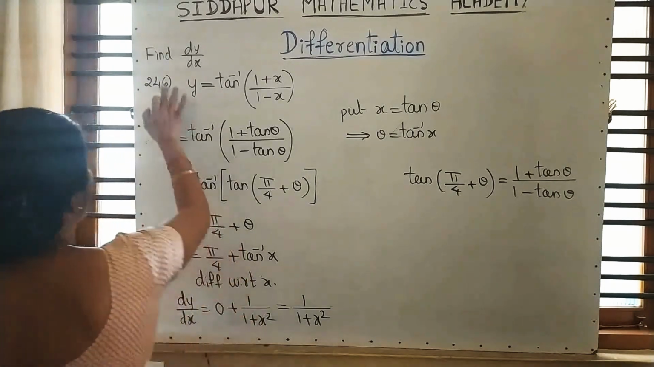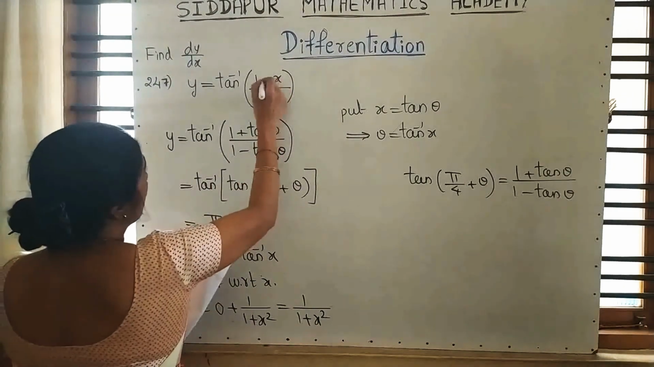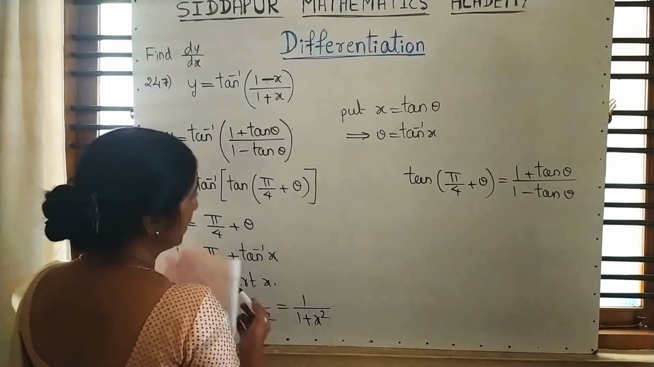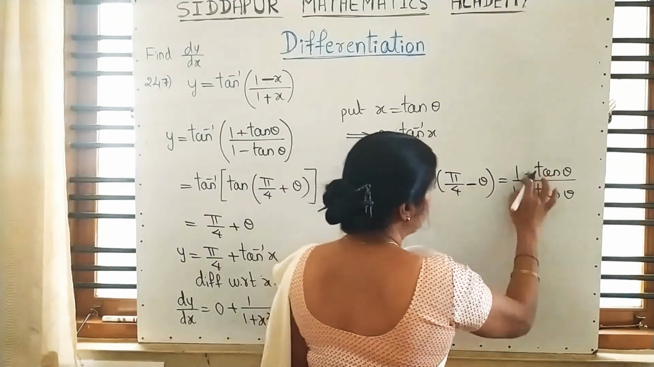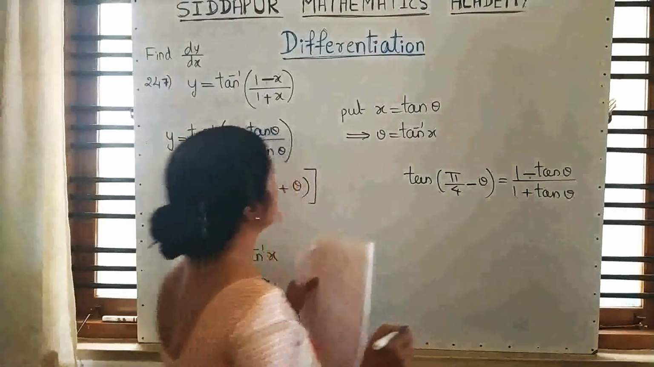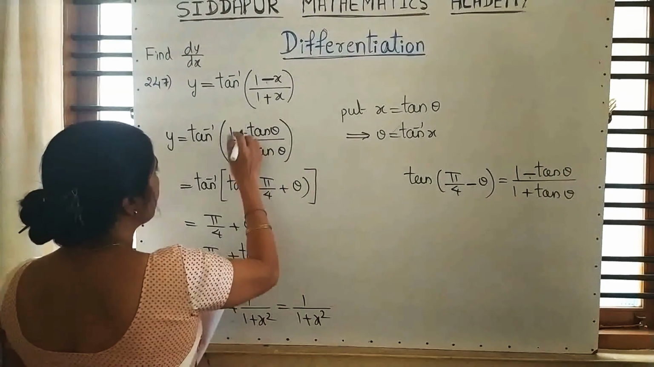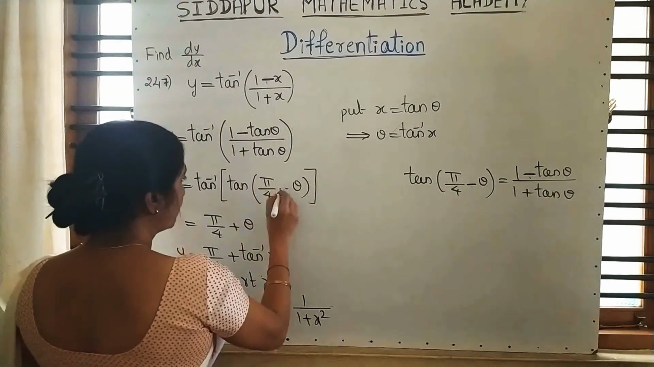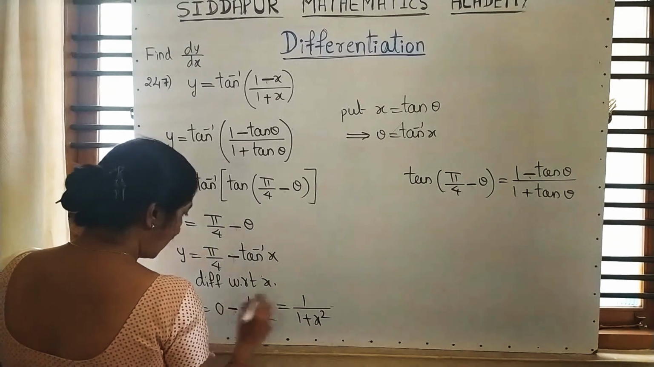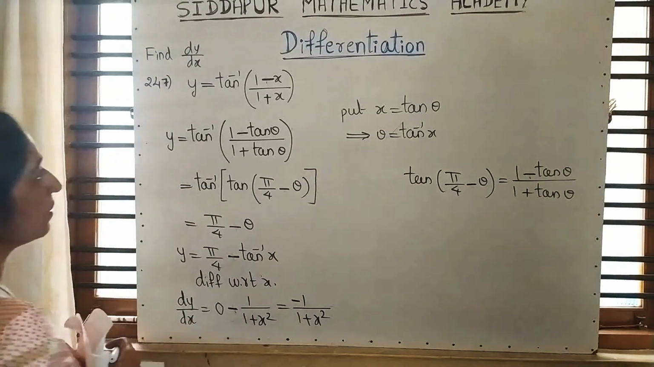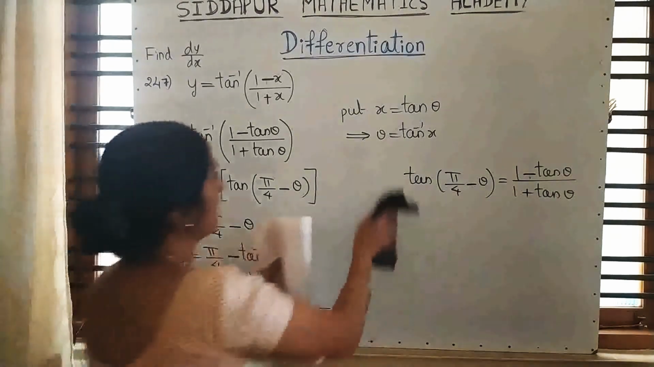Moving to the next question number 247. y is equal to (1 minus tan x) upon (1 plus tan x). Here also we have to write the same substitution because see the formula. This is the formula. If your middle minus on the top, in the numerator minus comes, denominator plus, like that. And the answer will be minus 1 upon 1 plus x square. See, is it very simple or what? Yes. Moving to the next question number 248.